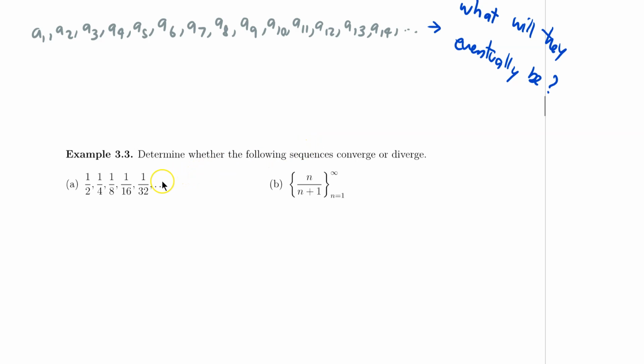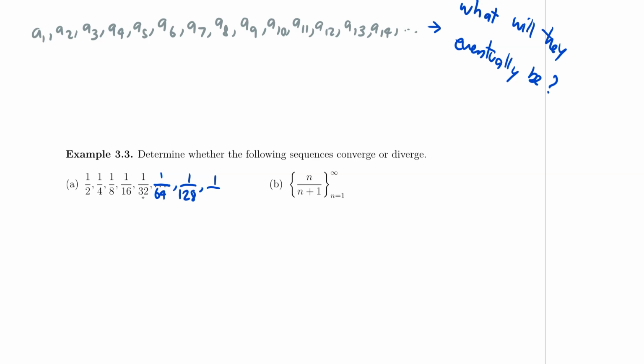We're going to talk about an algebraic method that we can use to find the limit of a sequence in the next example, but for now, let's take a look at these just as numbers. So if I have 1/2, 1/4, 1/8, 1/16, 1/32, notice how whenever the next number shows up, its value gets decreased by half. So next, I'm going to have 1/64.